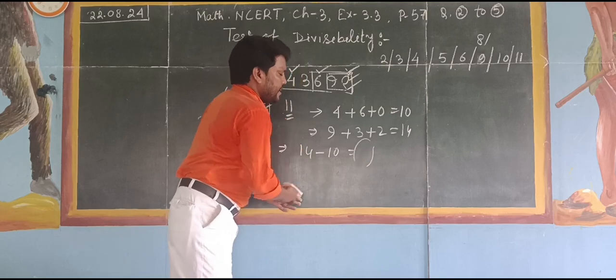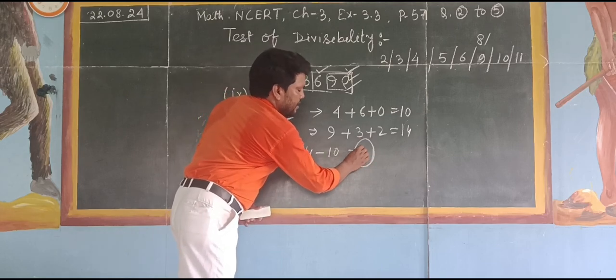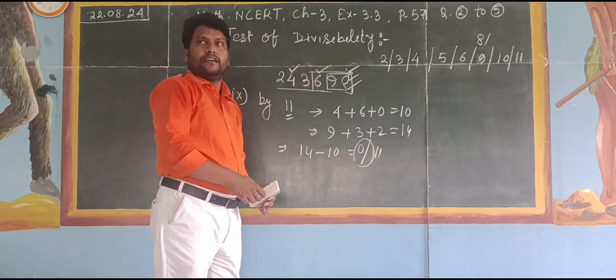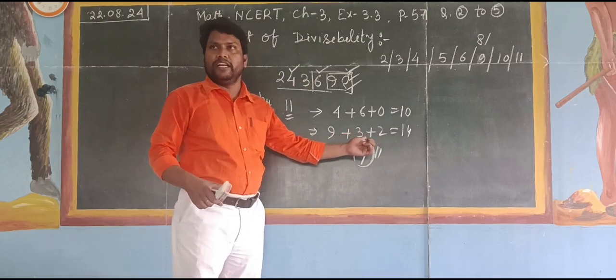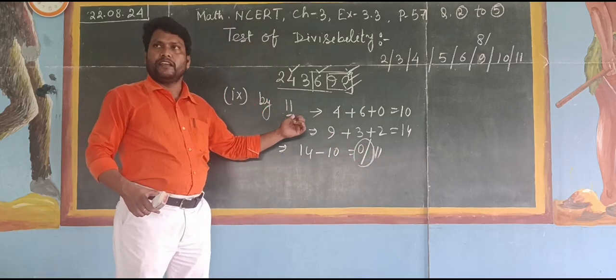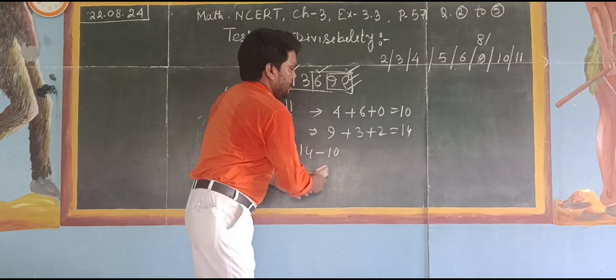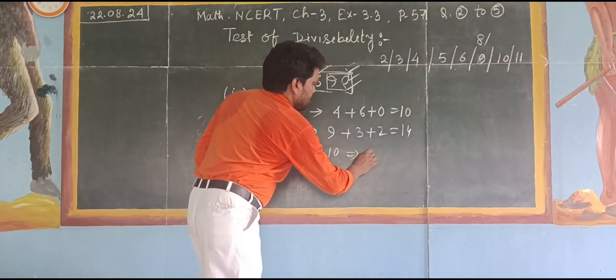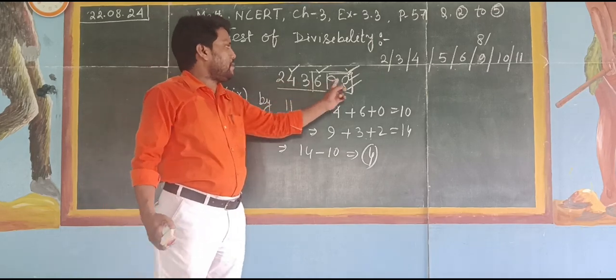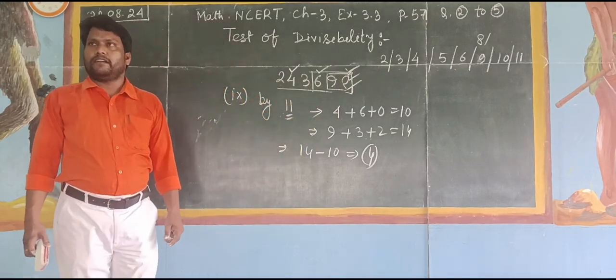If the answer is suppose 0 or 11, then the number will be divisible by 11. But we have gotten the number 4. So 4 is not divisible by 11. So the number is not divisible by 11.